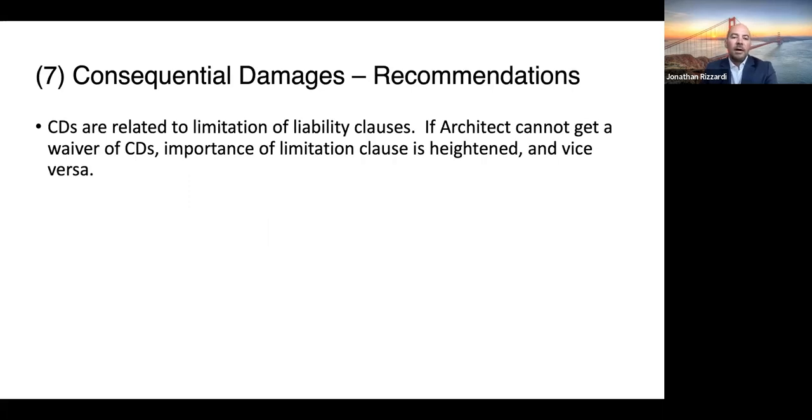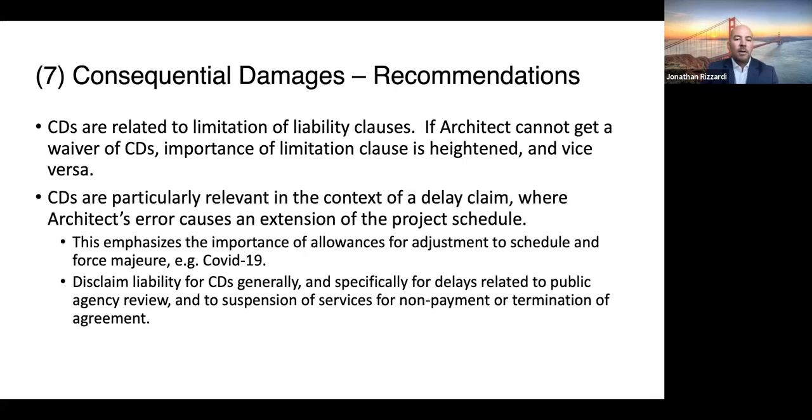So what do we need? We need a waiver of consequential damages. And these are frequently negotiated alongside limitation of liability clauses. So, obviously, if you can't get a waiver of consequential damages, then all of a sudden your limitation clause is a lot more important, and really vice versa, because if you can't get a limitation, then you need to try and eliminate consequential damages, because that can be a big number.